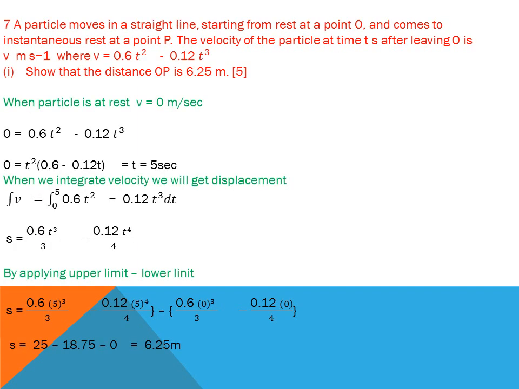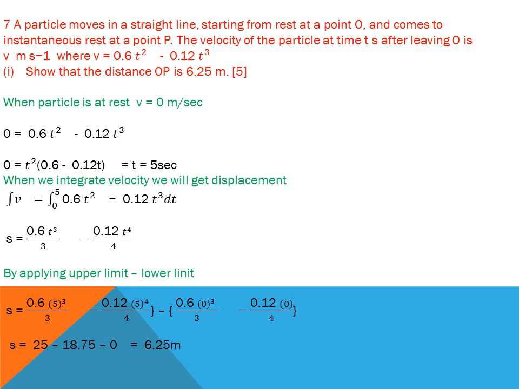Now question number 7 is about derivation and integration to find distance, velocity and acceleration. Here I should explain some important things: if we differentiate distance we get velocity, and when we differentiate velocity we get acceleration. In reverse order, when we integrate acceleration we find velocity, and when we integrate velocity we find displacement or distance. First, show that the distance OP is 6.25 meters.